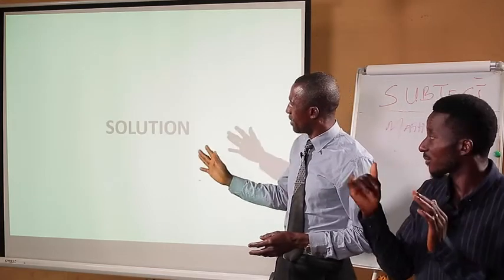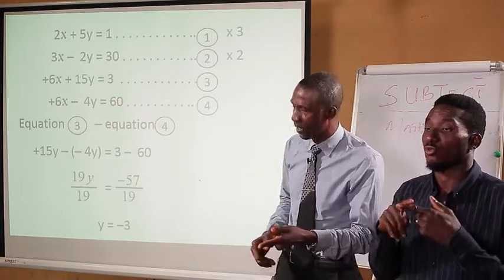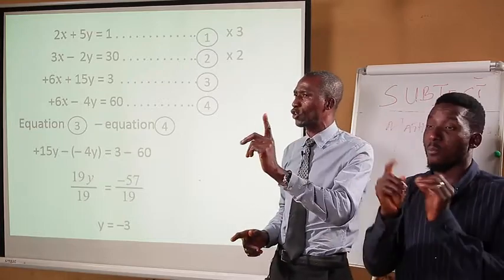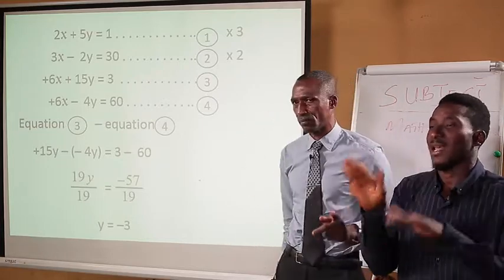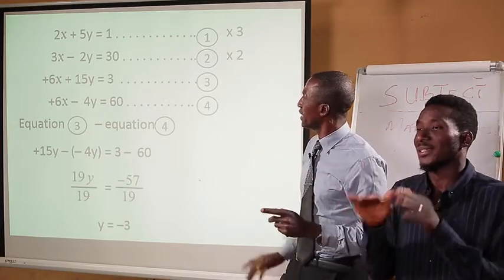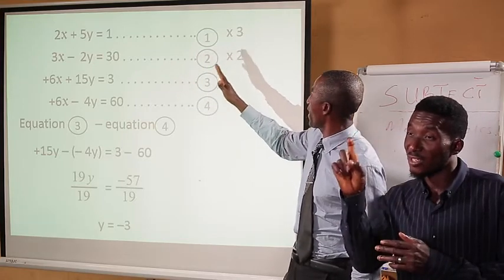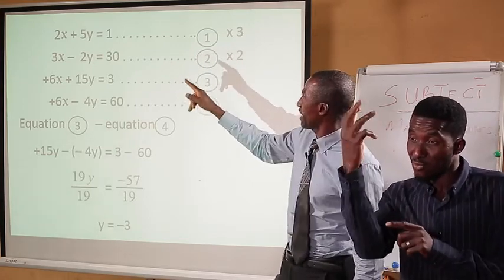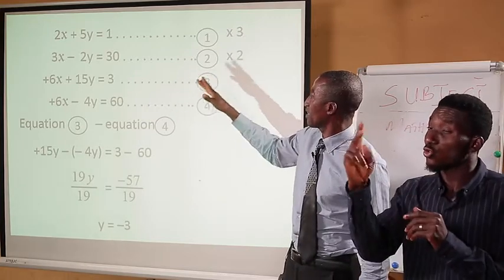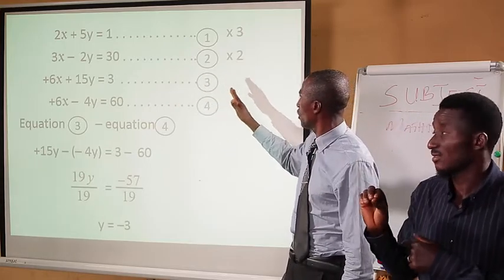In order to determine the solution of this simultaneous equation, you must go back to the rules that I have given you. Number one, make sure the equations are balanced. So, equation 1 is 2x plus 5y equals 1, and equation 2 is 3x minus 2y equals 30.